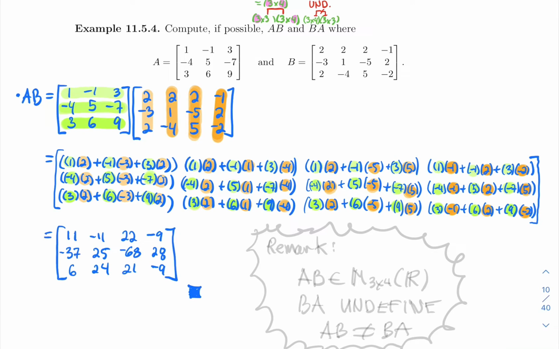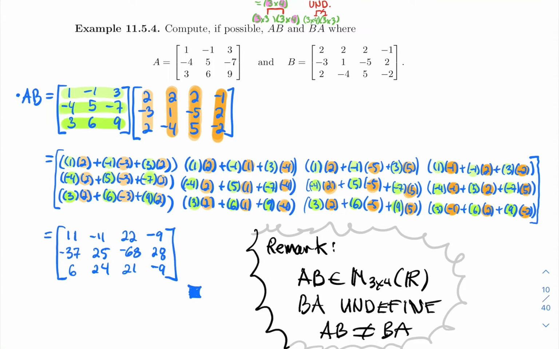Yay! I just want to comment again here on the fact that this product is highly non-commutative. So here's a remark: if you are computing AB, you're getting a nice 3x4 matrix with real entries, but if you're computing BA, that one was undefined. So you can see that AB is clearly not equal to BA.